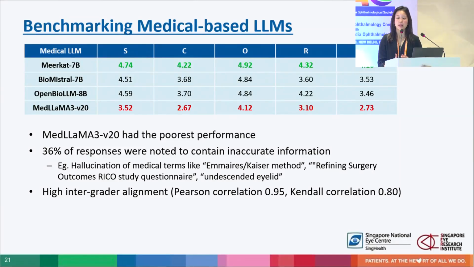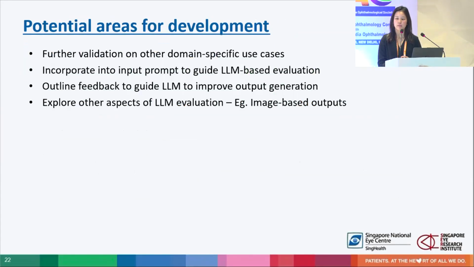So we found that MedLlama 3 performed the poorest, and on closer inspection of the gradings, we saw that this scored poorly, in particular in the consensus and context component, and we saw that over a third of the responses actually contain hallucinated and inaccurate information. And the SCORE gradings were highly aligned between the different graders.